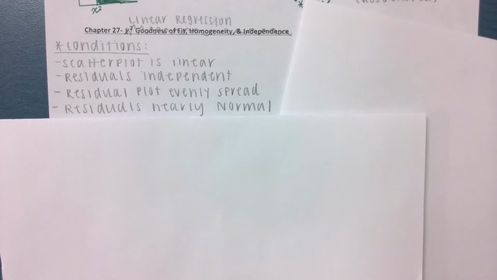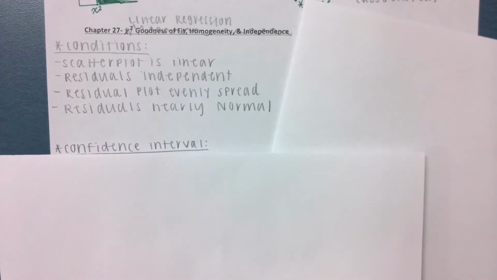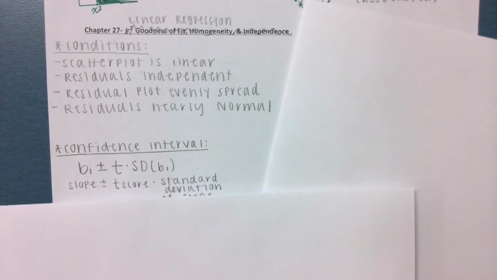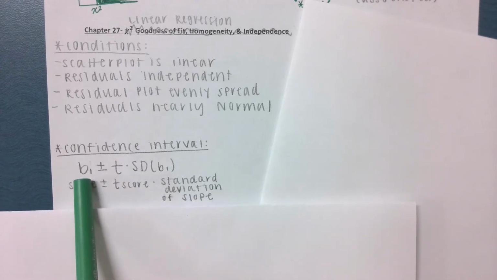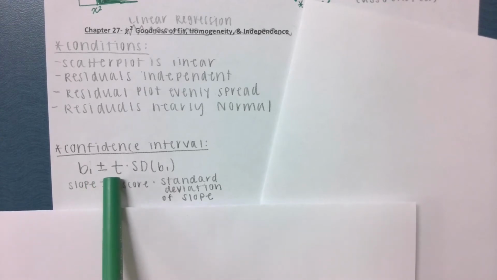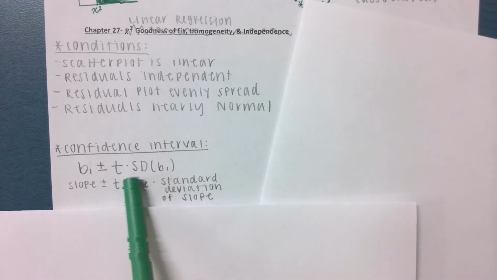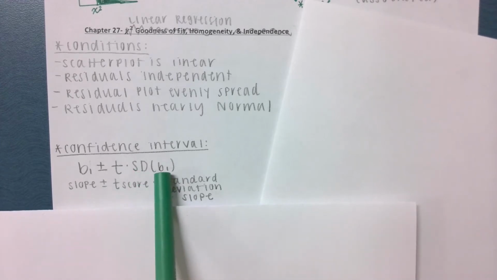Now with linear regression, we have two options. We can either make a confidence interval or a hypothesis test. We'll look at confidence intervals first. So my formula for confidence interval is right here. It tells me to take B1, which is the slope, add and subtract t, where t is a t-score, and then multiply by the standard deviation of the slope.